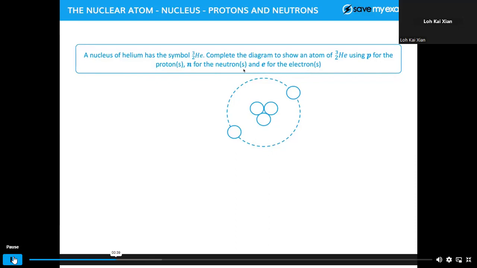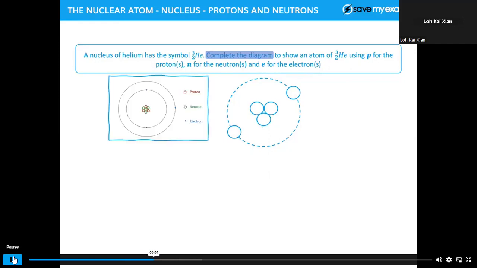So let's just highlight what we have to do here. So we just have to complete the diagram. So we've got these positions here, and we need to fill these with P's for protons, N's for neutrons, and E's for electrons. So as a starting point, let's just remind ourselves of a model of the atom.